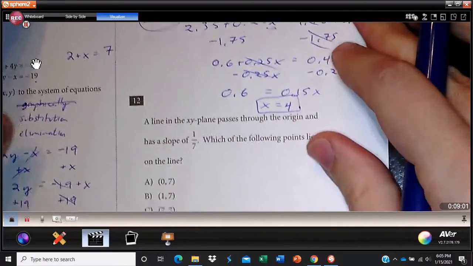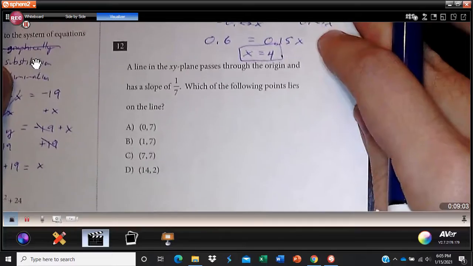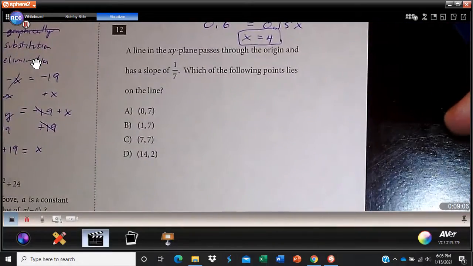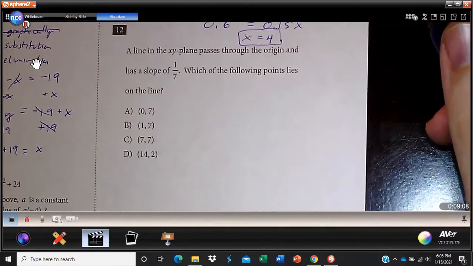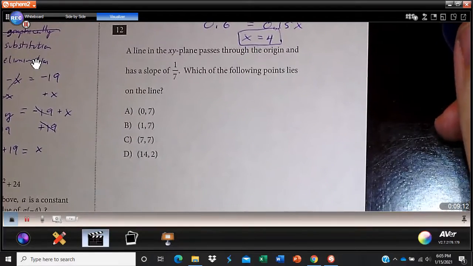Okay. And then I'm going to do one last problem in this video, so 12. A line in the xy plane passes through the origin and has a slope of 1/7. Which of the following points lies on the line?